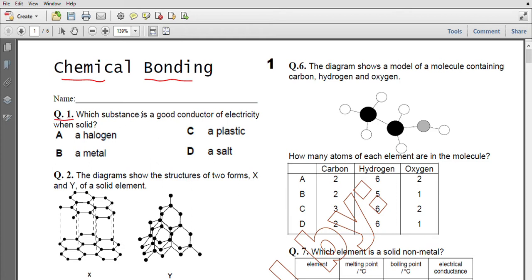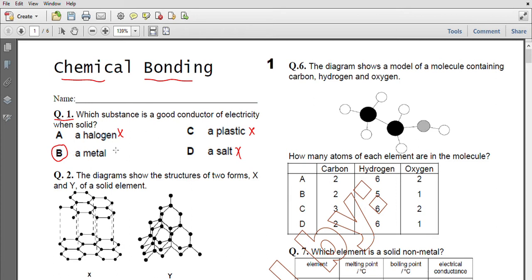Question 1. Which substance is a good conductor of electricity when solid? So it is obviously we can say a metal. If we go for the elimination method, we can say that a halogen is a non-metal and non-metal cannot conduct electricity. Plastic, similarly, we have to eliminate it. A salt, which is an ionic compound, and ionic compound in solid state has no free moving ions or electrons. That's why we have to eliminate this option as well. So leaving behind the correct option, a metal.